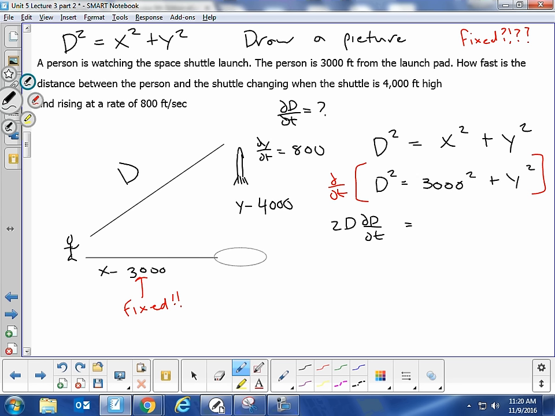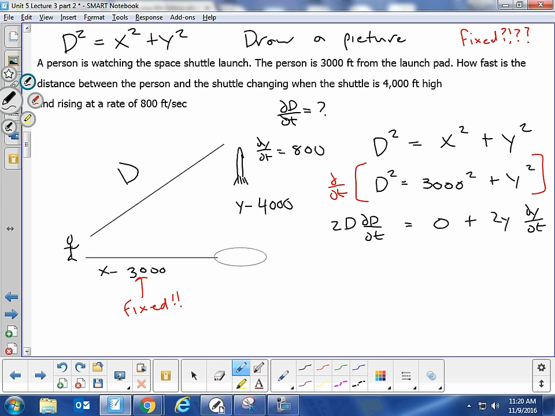Would it be 6,000? 0. This is very, very important. This is why we did this. When I plugged in a fixed value, you take the derivative of it. This is just the derivative of a number. That derivative is 0. That's awesome. So I don't have to worry about x or dx/dt. I just have to worry about y and dy/dt.